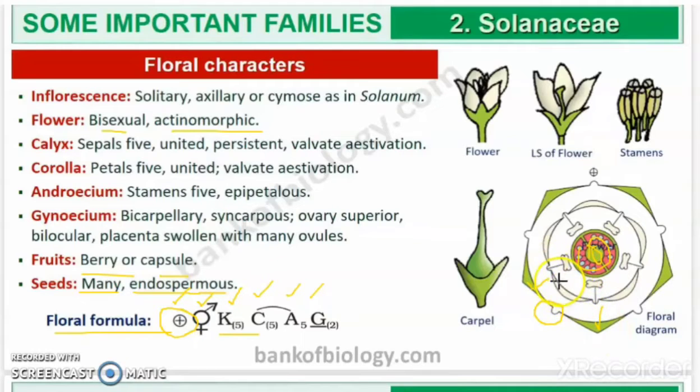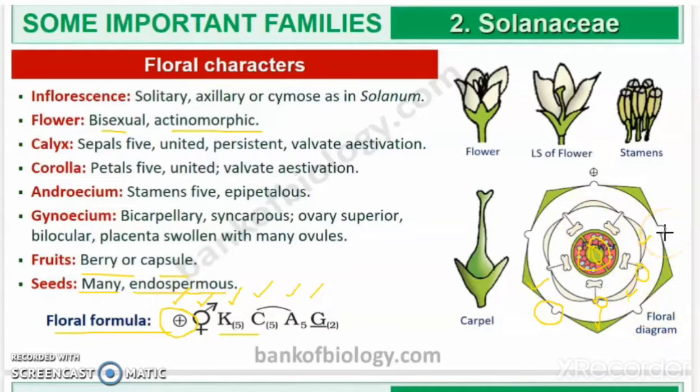Now coming to the petals. The petals are also gamopetalous, so they are also connected to one another. We can see how each is connected to the other petals. So this is the petal. Each one is a petal. There are 5 petals drawn and they are connected.